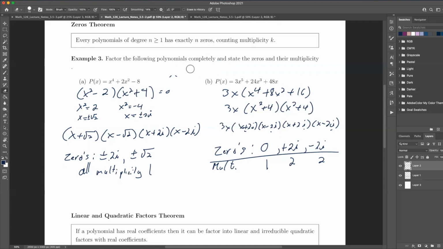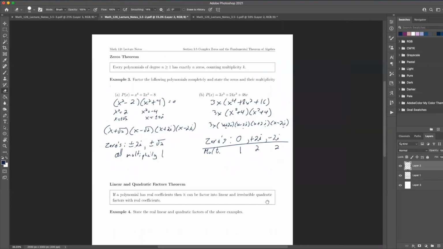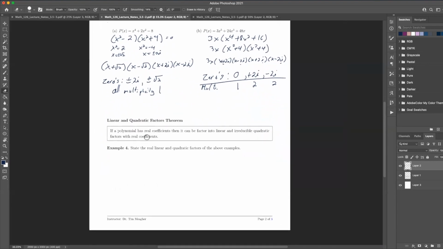But that's just something to know. Okay. Another way of writing this is you can have a polynomial with real coefficients factored into linear and irreducible quadratic factors with real coefficients. Let me just show you what that means. So, state the real and linear quadratic examples from above.